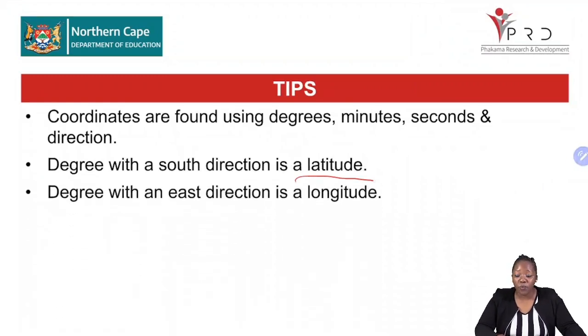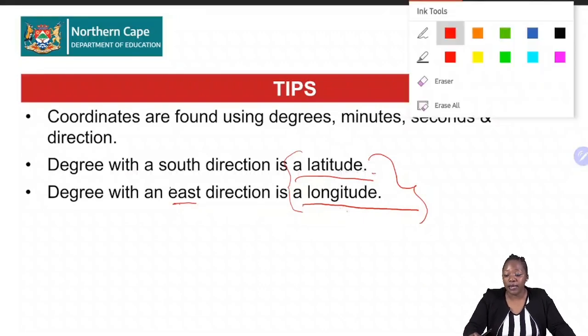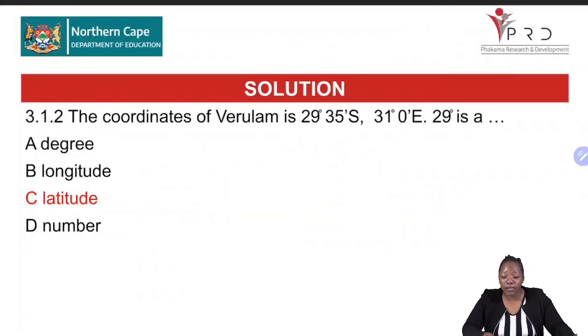Then the degree with the east direction is referred to as a longitude. So you're supposed to know this by heart. Your south direction is referring to the latitude, and your east direction is referring to your longitude. And then after that, we do our correction. Because the 29 degrees is in the south direction, our correct answer is C, which is your latitude.